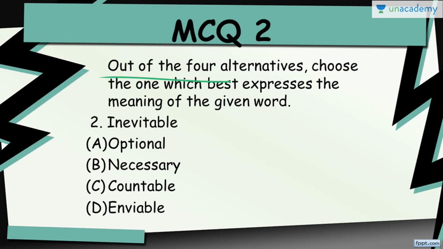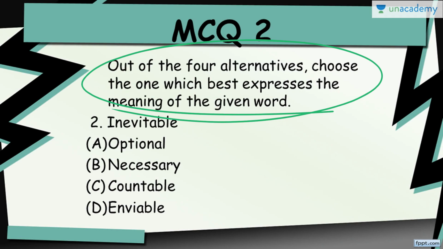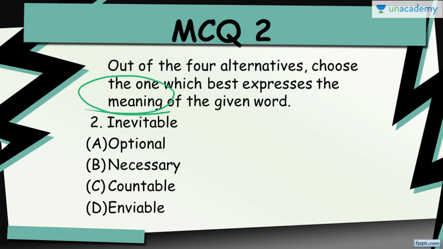Out of the four alternatives, choose the one which best expresses the meaning of the given word. So this time it's meaning. Now the word is inevitable. Option A, optional. Option B, necessary. Option C, countable. Option D, enviable. Now you have to find the meaning of the word inevitable, the closest one out of these four. So take your time to think the answer.